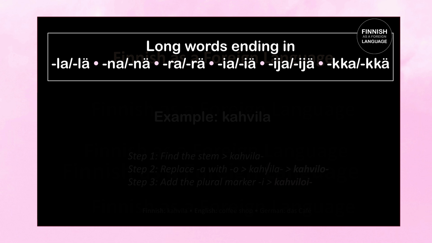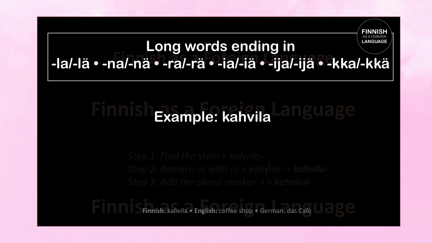Long words ending in either la, lä, na, nä, ra, rä, ia or iä, and ga or gä. So what are long words, by the way? Long words are words that consist of at least 3 syllables. Let's take as an example kahvila. Here we have 3 syllables, kahvila, and that's why it's considered a long word.